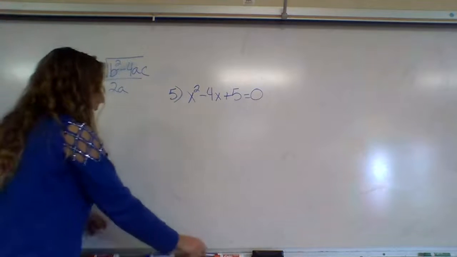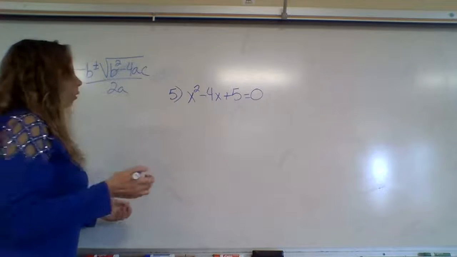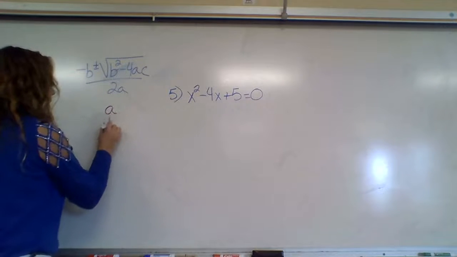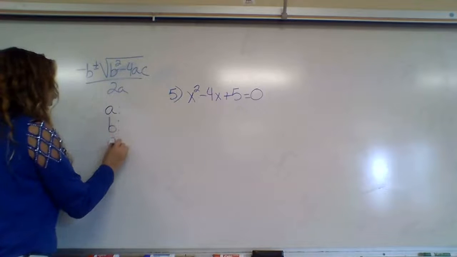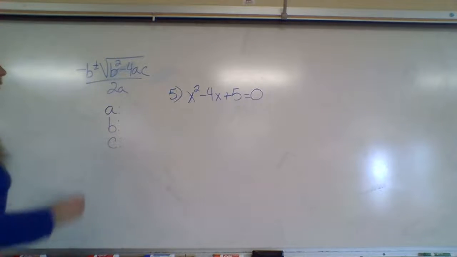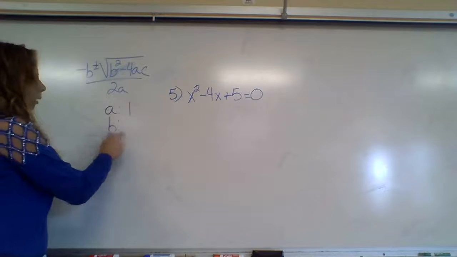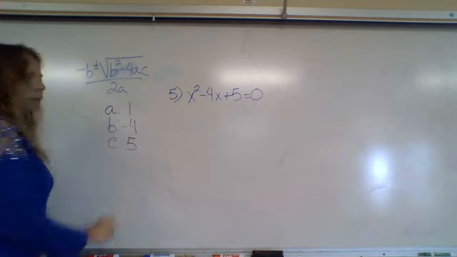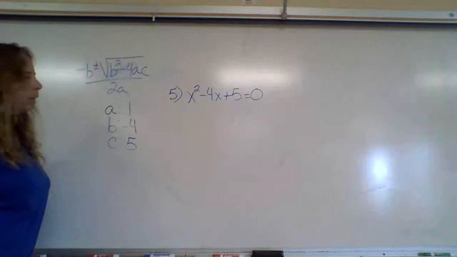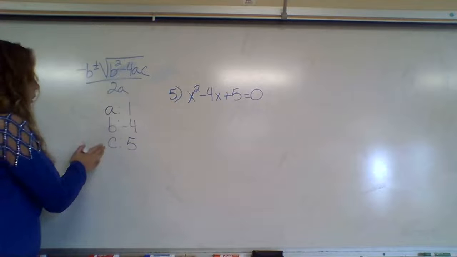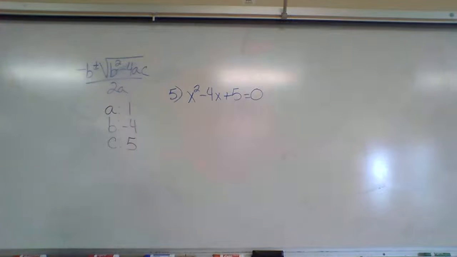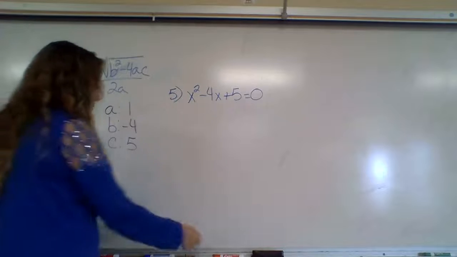Make sure you're trying this before you watch me, okay? So I'm going to identify A, B, C. A is 1, B is negative 4, and C is 5. Now that you know these, you can substitute into your quadratic equation and solve it. Make sure you pause me and try that by yourself.